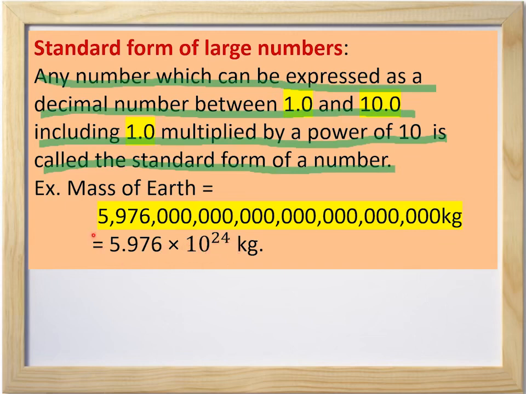That is, the mass of Earth is given by 5.976 into 10 raised to the power of 24 kilograms. In this way, we can write huge numbers in a very, very short manner. Is it clear, children?